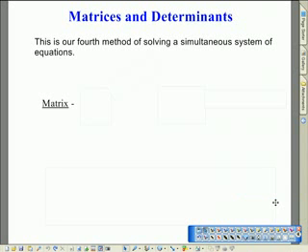Please open your textbooks to page 354. That's 354.